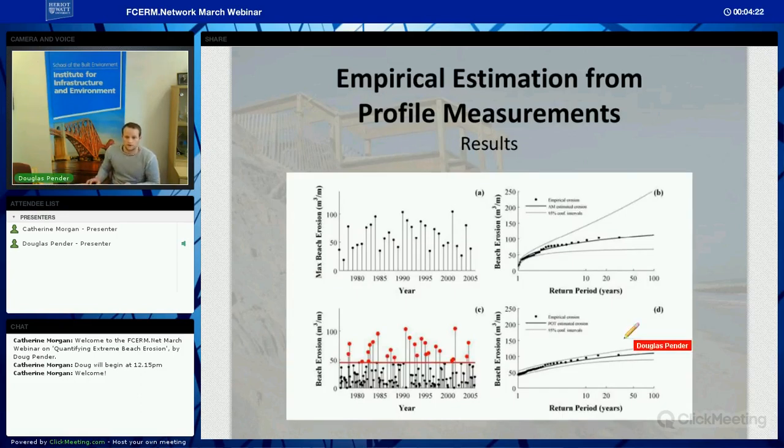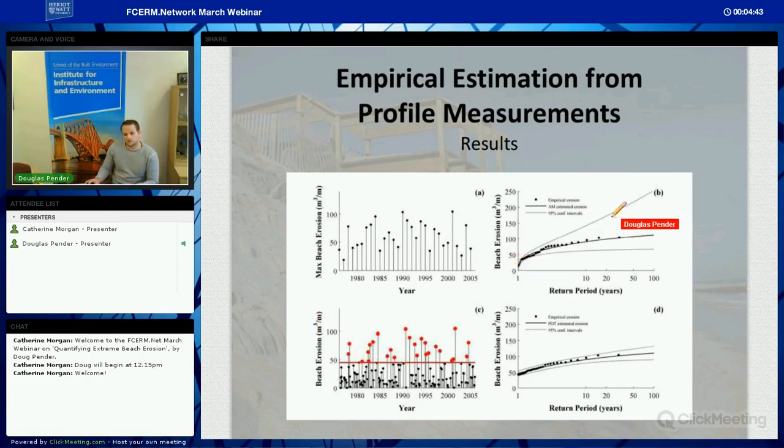This is an example of this. We've done it in 2 different ways. The top is an annual max: these are the annual maxima beach erosion that occurred in 25 years. The bottom is peaks over thresholds. The red lines are the threshold level, and the red dots are all the erosion volumes that fall above that extreme threshold. And these are the results here.